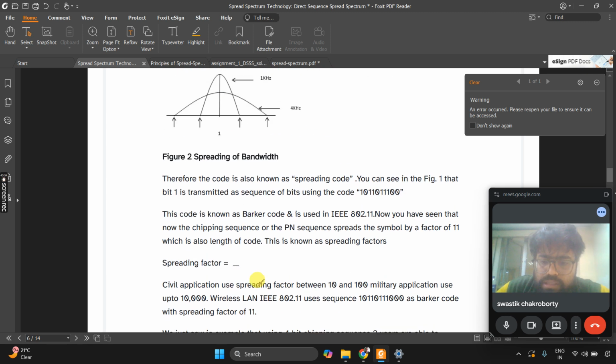Civil applications use a spreading factor between 10 and 100. Military applications use up to 10,000. A spreading factor of 10 to 100 means you use a code length that is 10 times the symbol. So if you have to transmit 3 bits, you have to use 30 chips, 30 sequence chips.